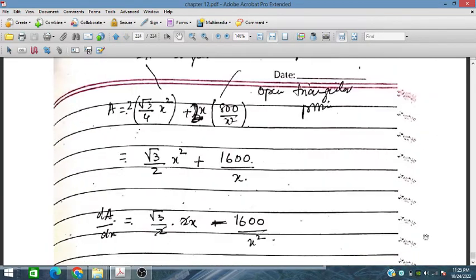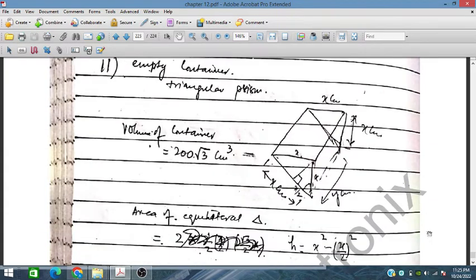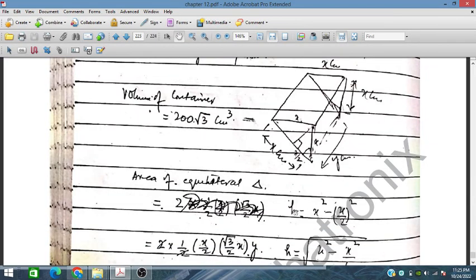Let's start. We have this kind of structure, an empty container in triangular prism shape with an open area. The volume of the container is given as 200 root 3 centimeters cubed. The height h of the equilateral triangle goes from the apex to the base, with side x, so the base half is x by 2.